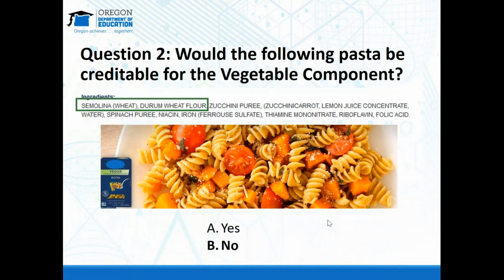And this is why it's always important to read the labels before you purchase a product, because if you were just to look at the front packaging of this product, you would think that this is a veggie pasta, right? So remember, read the ingredients, make sure that it is 100% vegetable flour in order to credit that item as a vegetable component.